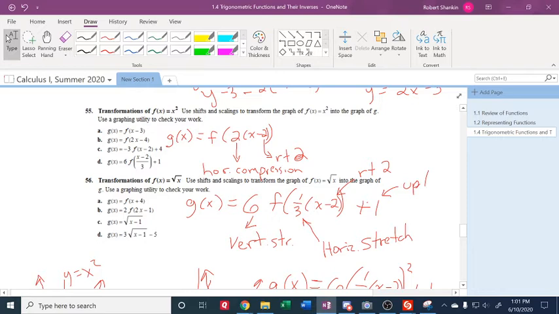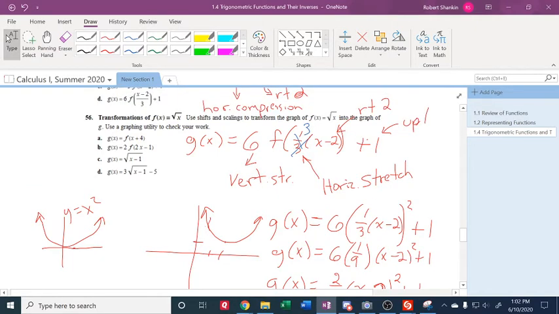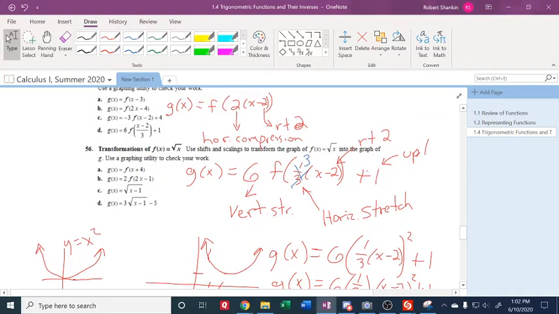Yes, because if that had been a 3, then when we squared it, we'd have got 9. 9 times 6 is 54, and then the 54 would have been right out in front here. It would have been just like a vertical stretch by a factor of 54. So it would have been a super skinny function going way high, really quick. Very good point.